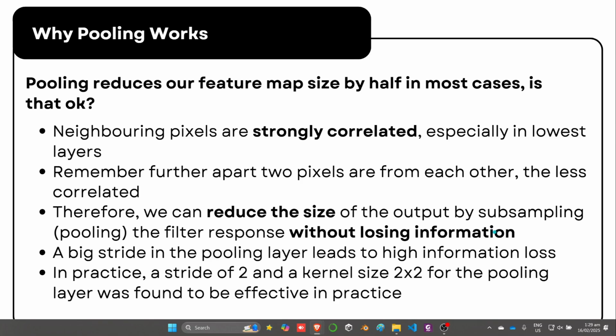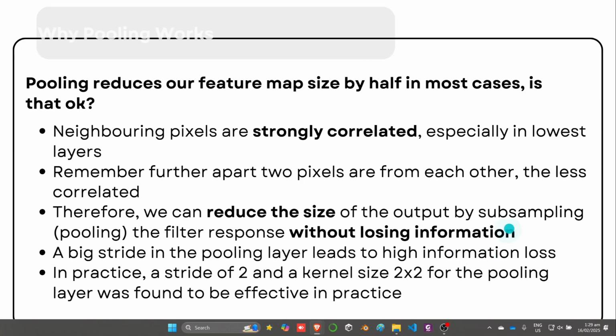However, just remember that using a bigger stride in the pooling layer will lead to some information loss. So you can't do this without having a cost at the end. In practice, researchers have found that a stride of 2 and a kernel size of 2 for the pooling layer is effective. It usually works quite well without losing information and allows the CNN to still learn a lot of information.